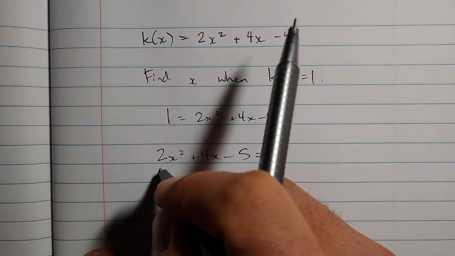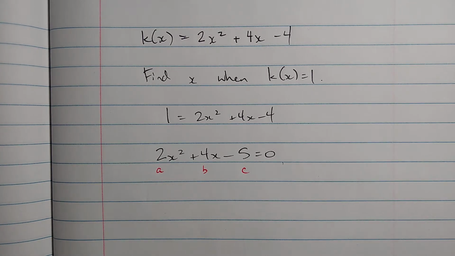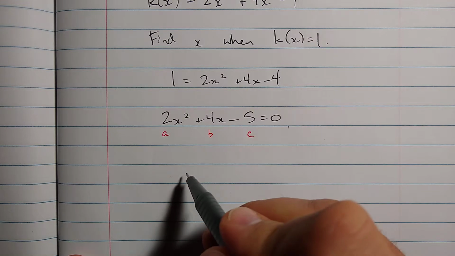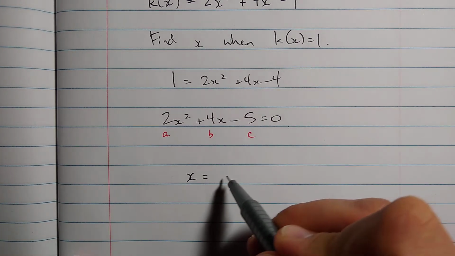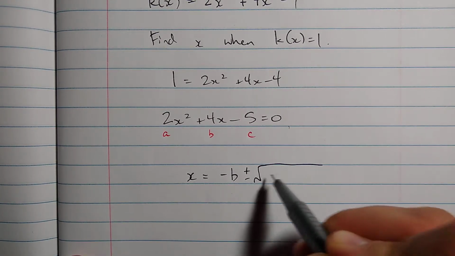So we usually call these A, B, and C. There's A, B, and C. Notice that C is negative 5. The other two are both positive. And this is a great time to open the quadratic formula from your toolbox. The quadratic formula is this: negative b plus or minus the square root of b squared minus 4ac, all over 2a.